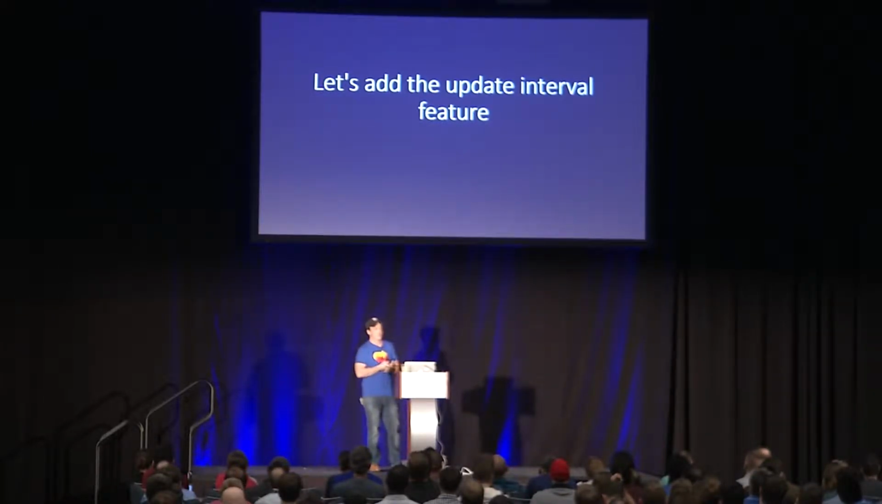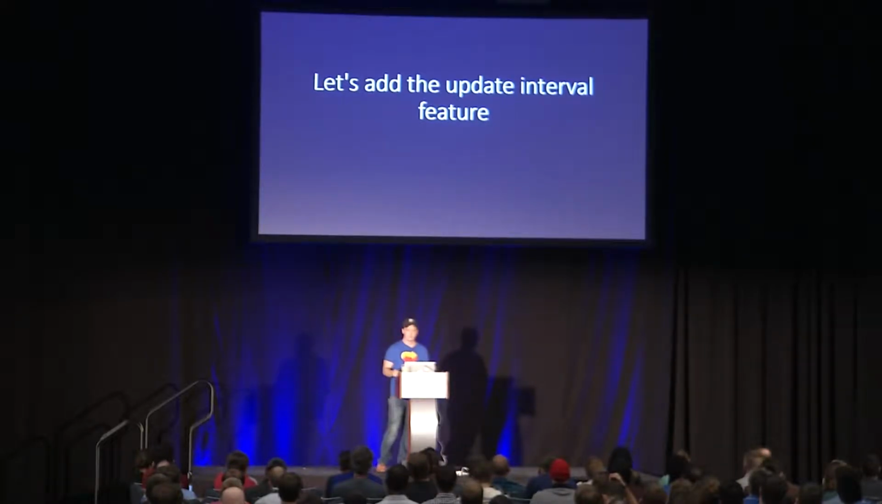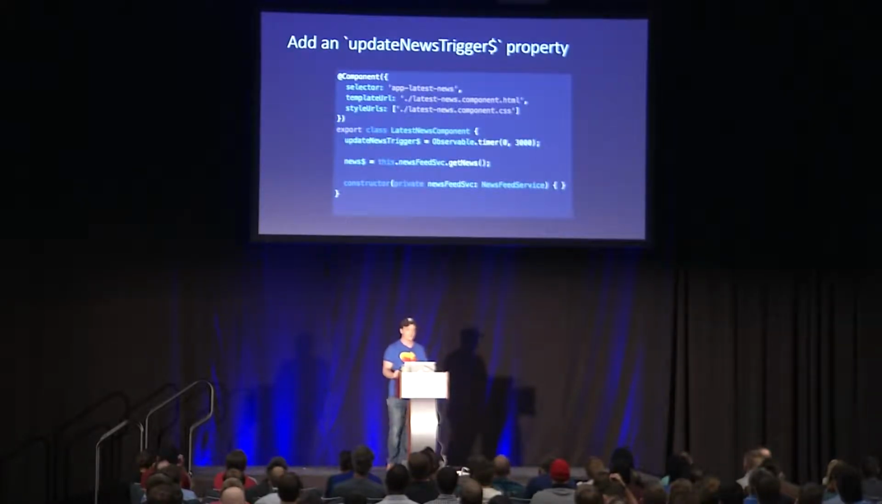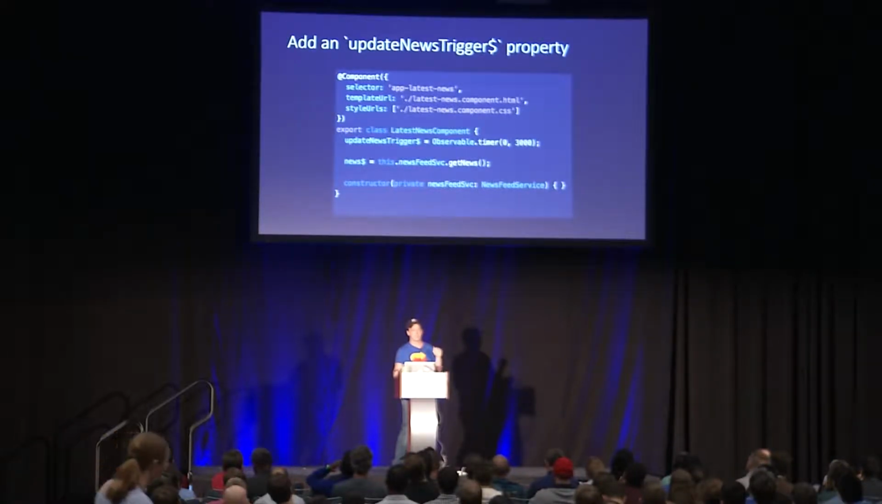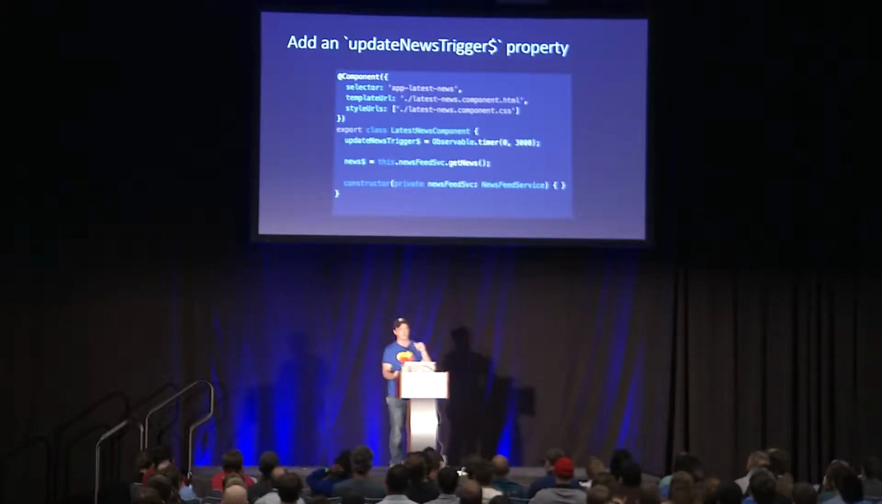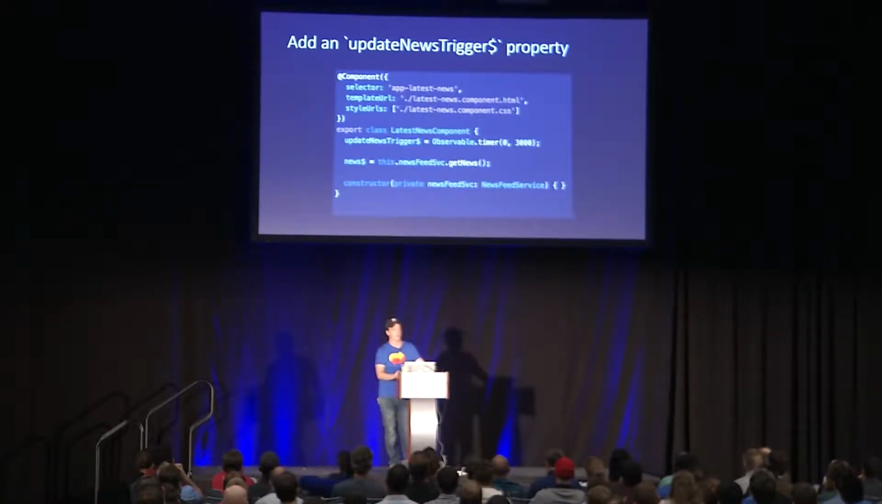So let's add that update-on-an-interval feature. In order to do this, we'll go back to our latest news component. What I'm going to do is add another property, and I'm going to call it update news triggers. It's going to be an observable that every time it fires, I want it to somehow tell the news to update, to go fetch via AJAX request another set of news.